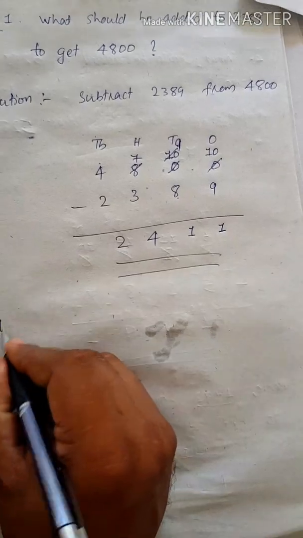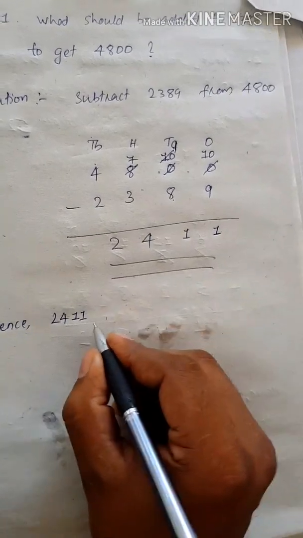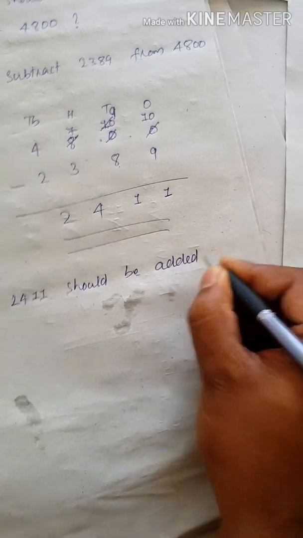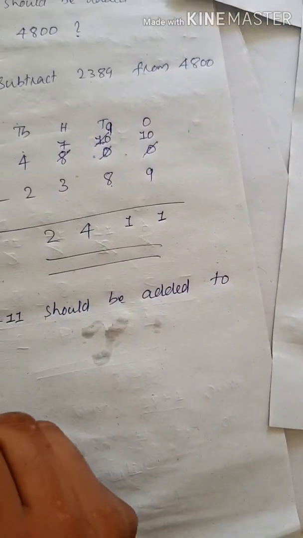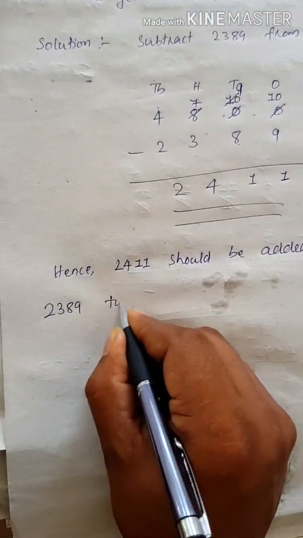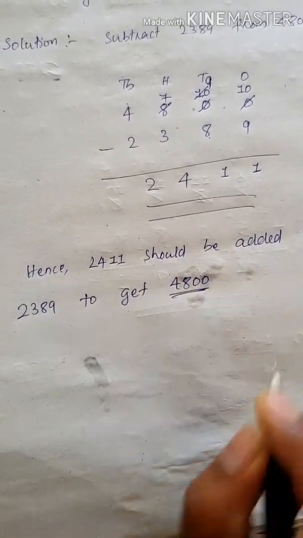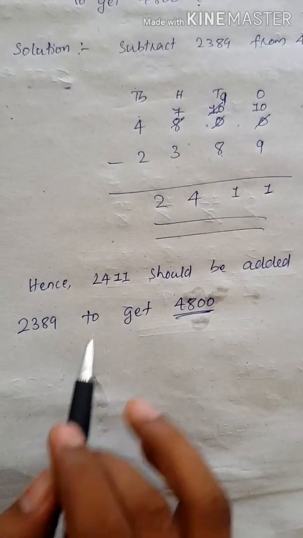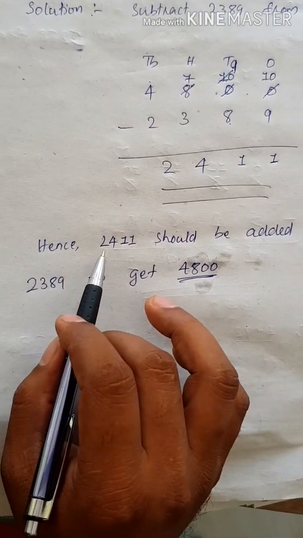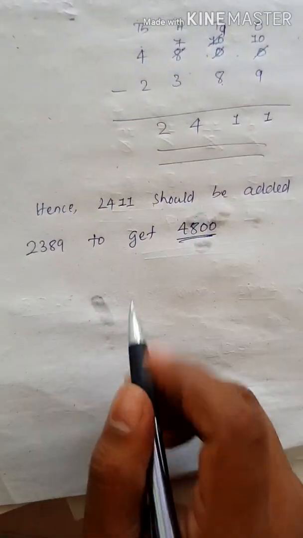So now you know that, hence, 2411 should be added to 2389 to get 4800. Understood? For checking this answer, you have to add 2389 to 2411. Understood? So let us check.